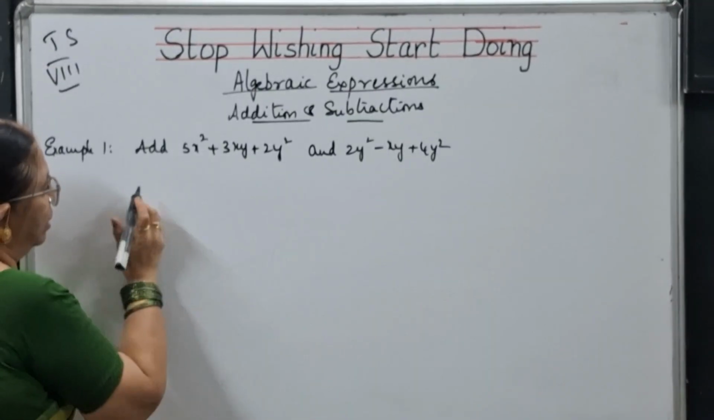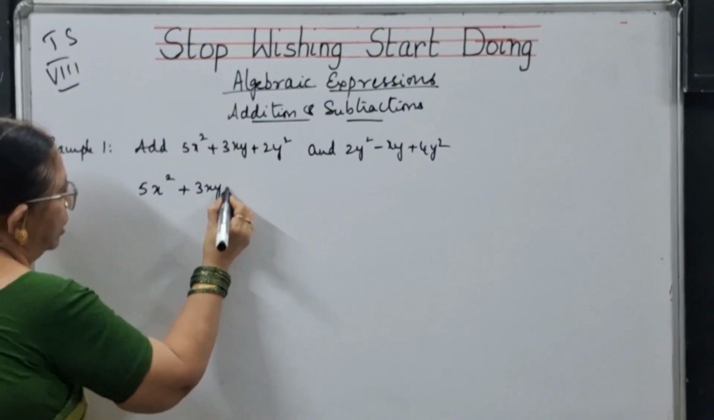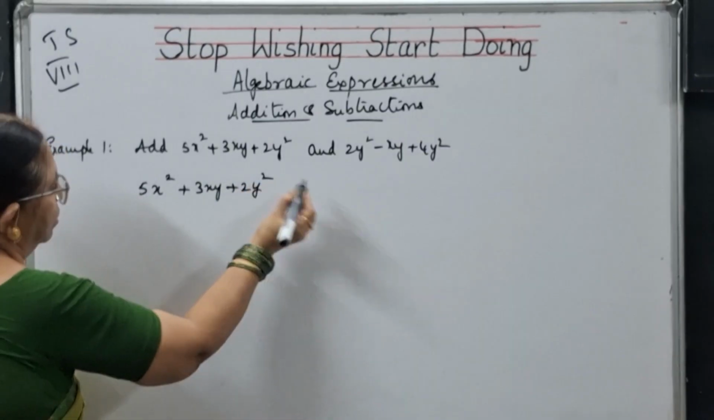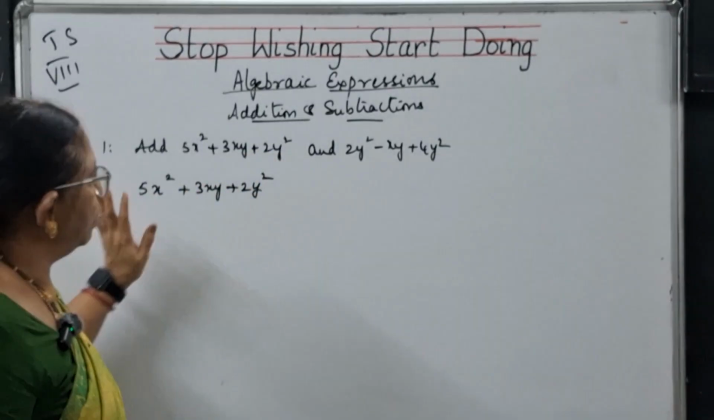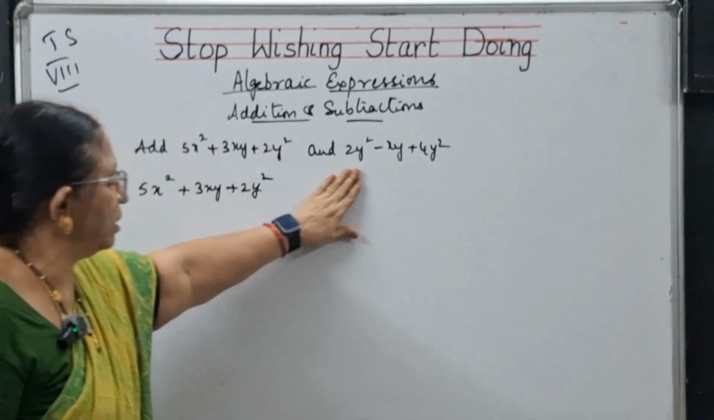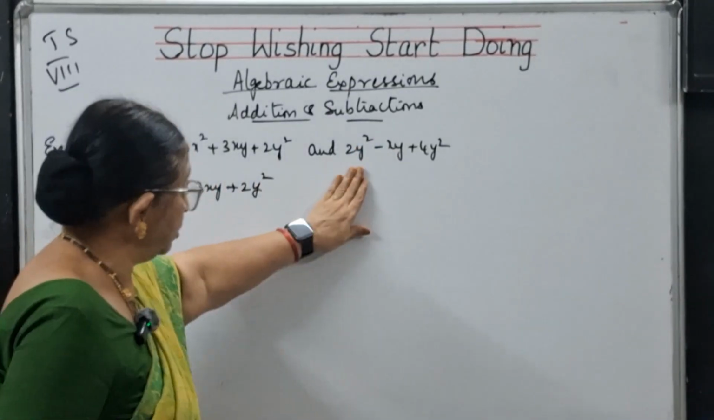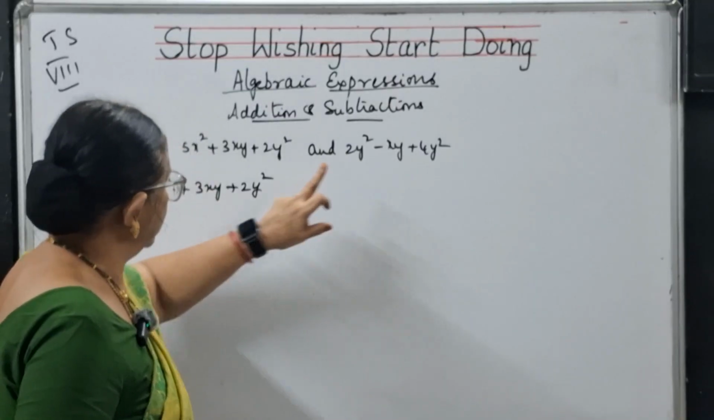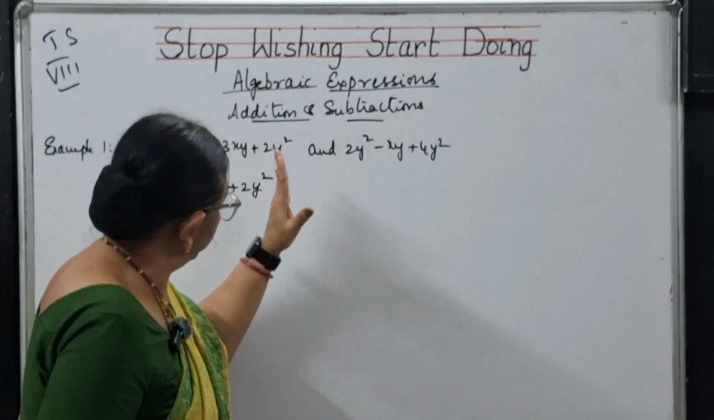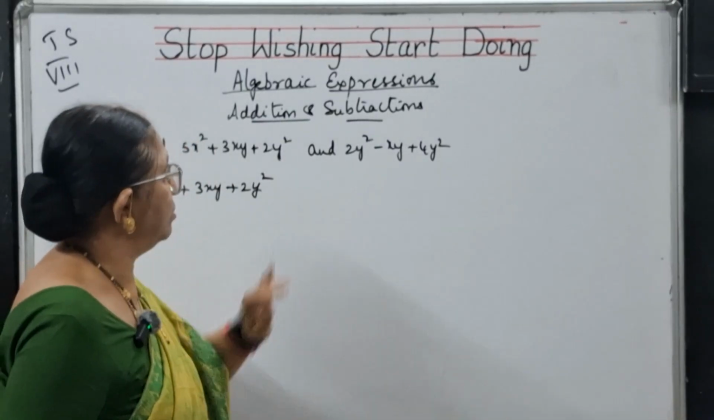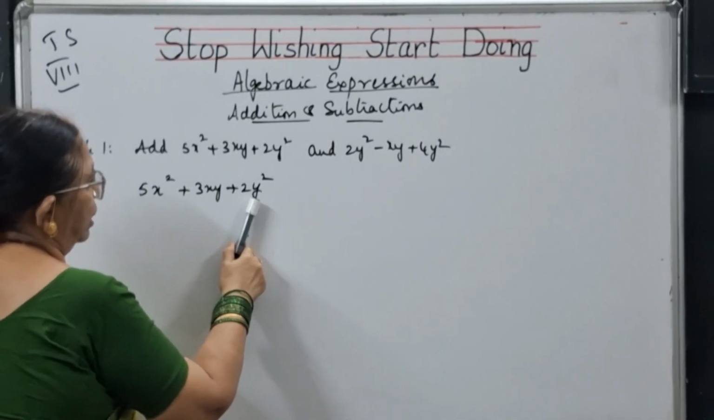First, whatever is given, let us take it as it is: 5x square plus 3xy plus 2y square. After writing what is given here, this is addition. Now we have to take the other expression. Each term you see, put it under the same term which is there here. In case that term is not there, we keep it in a new place. Let us see here, 2y square. So where is y square? Here.